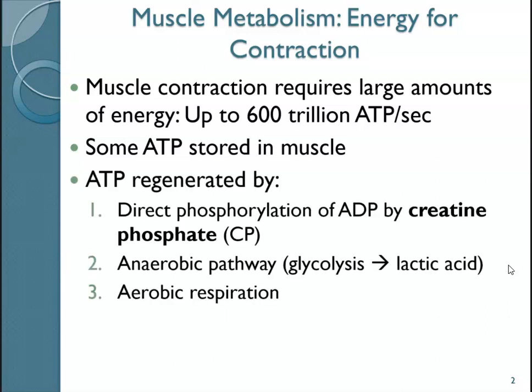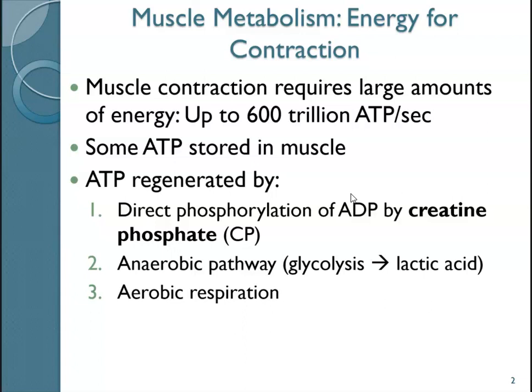So there are three ways in which ATP is created, regenerated in our muscle cells. One is direct phosphorylation. Phosphorylation is to add phosphate. So we will add a phosphate from creatine phosphate. This phosphate gets transferred to ADP, which becomes ATP.